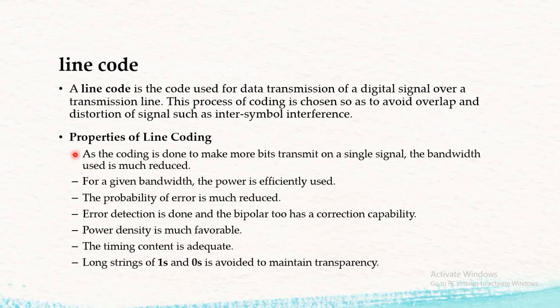The first property of a line code is that, as the coding is done to transmit more bits on a single signal, the bandwidth used is much reduced. For a given bandwidth, the power is efficiently used, the probability of error is much reduced, error detection is done, and the bipolar code has error correction capabilities. The power density is favorable, the timing content is adequate, and long strings of ones and zeros are avoided to maintain transparency. So these are all the properties of using line codes.